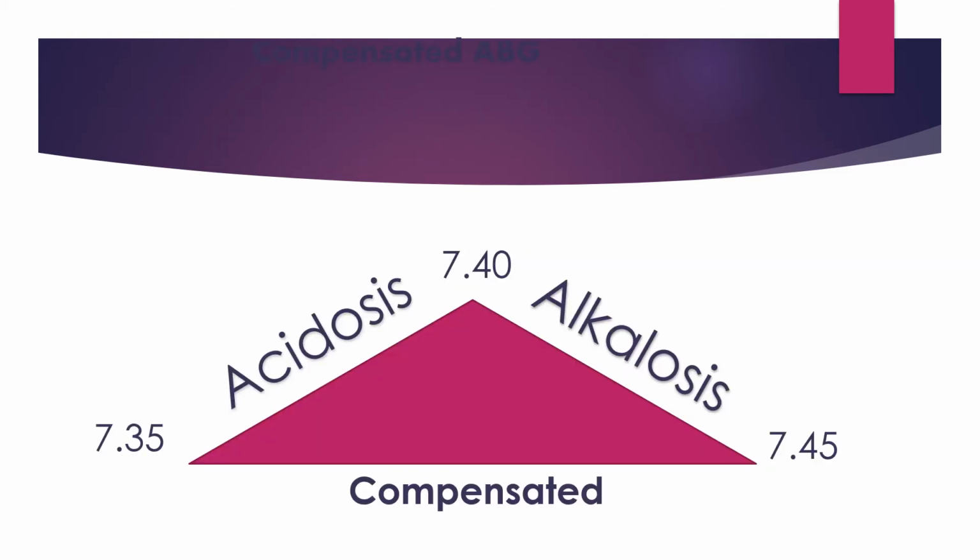This triangle is super important to memorize. Anything between 7.35 and 7.40 is considered normal, yet it's an acidosis. And 7.40 to 7.45 is an alkalosis. So anything in this triangle is compensated, yet you have to know the other numbers to know if it's an alkalosis or an acidosis. Even though it's compensated, it's still going to have a disturbance.